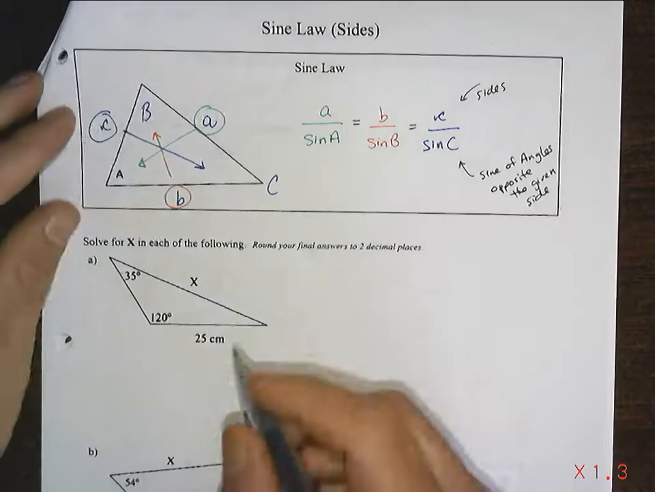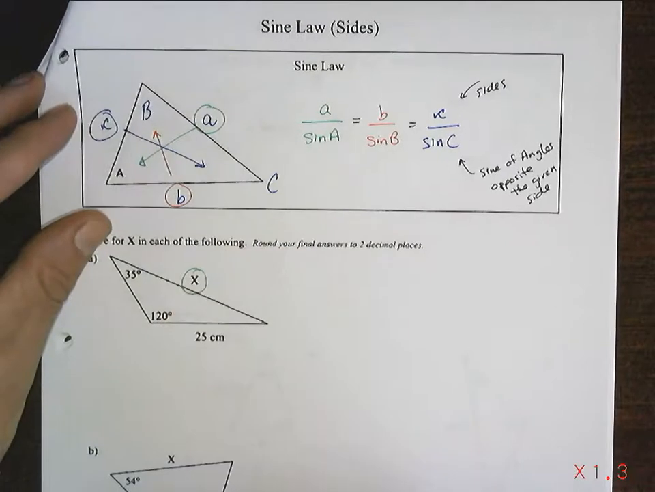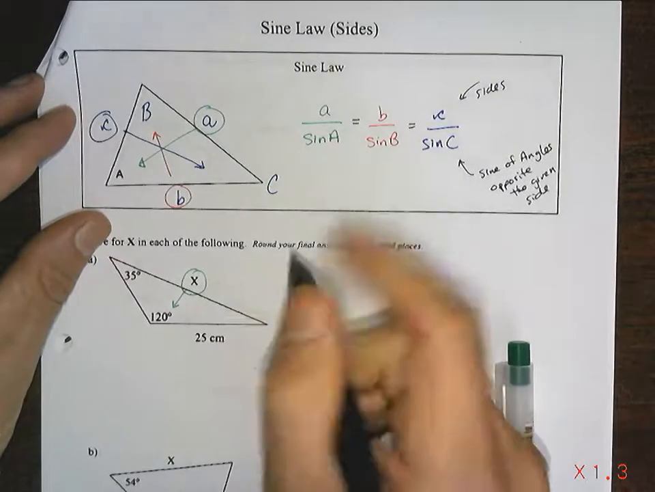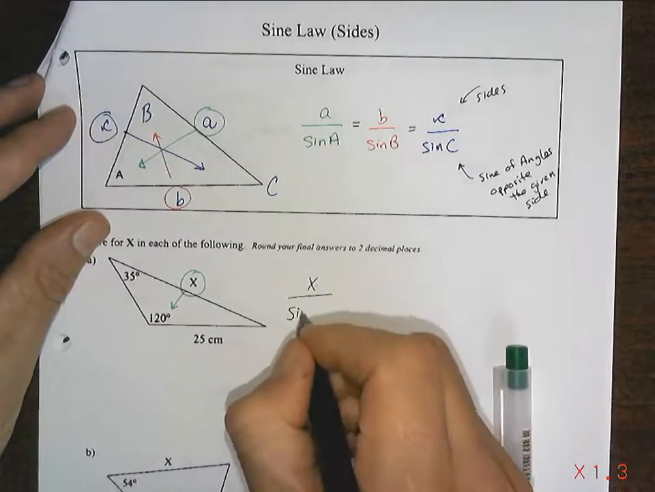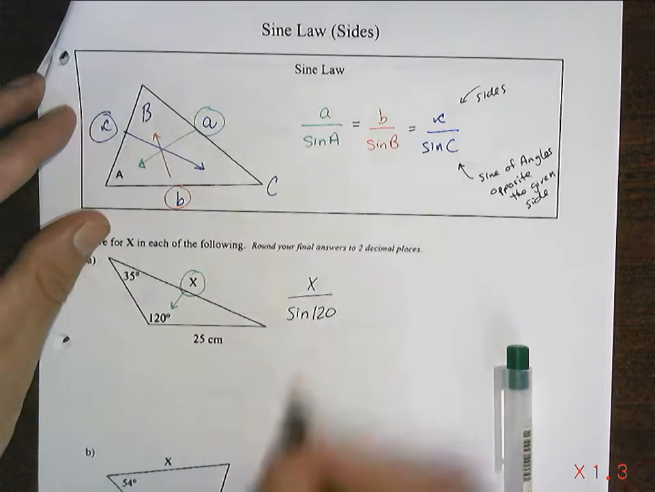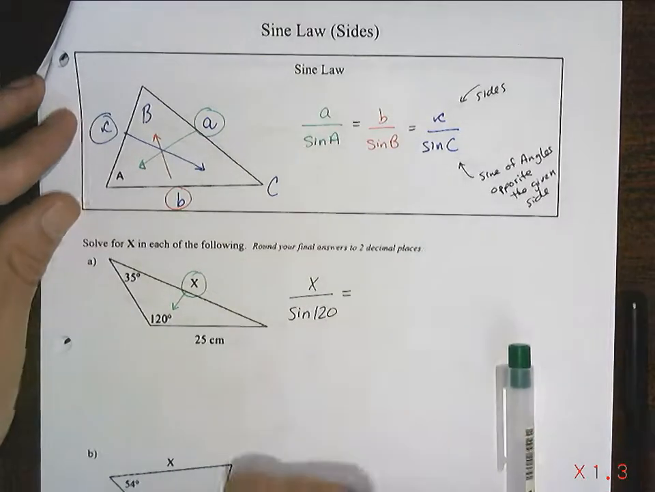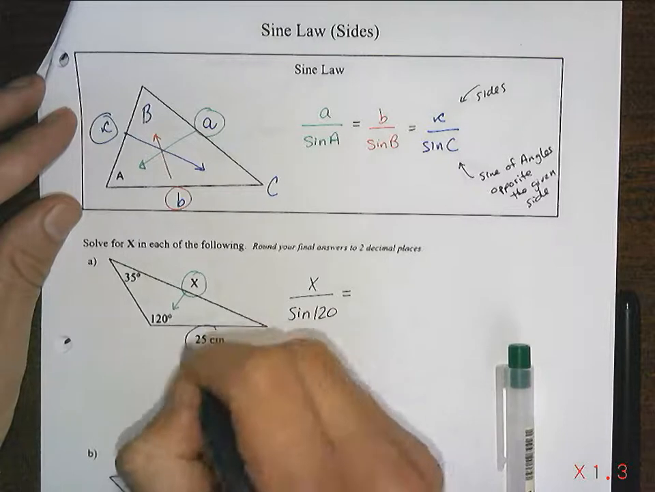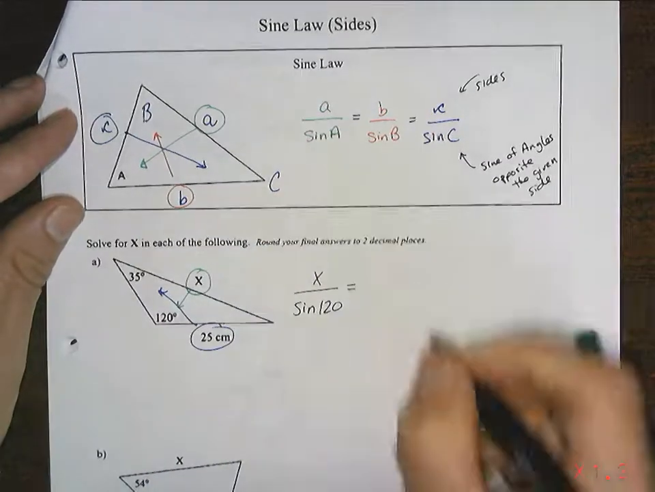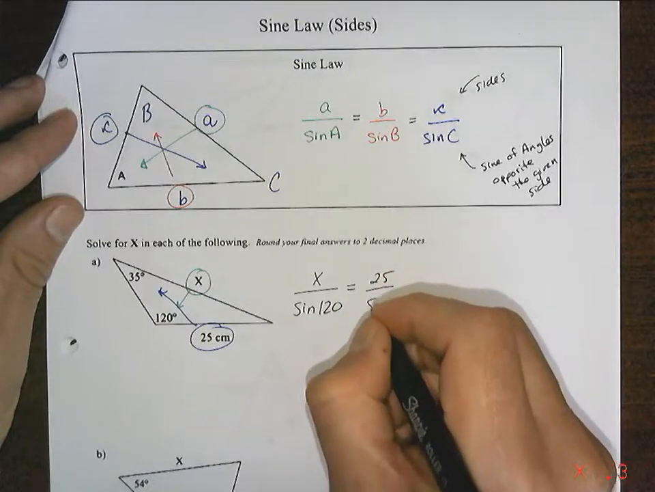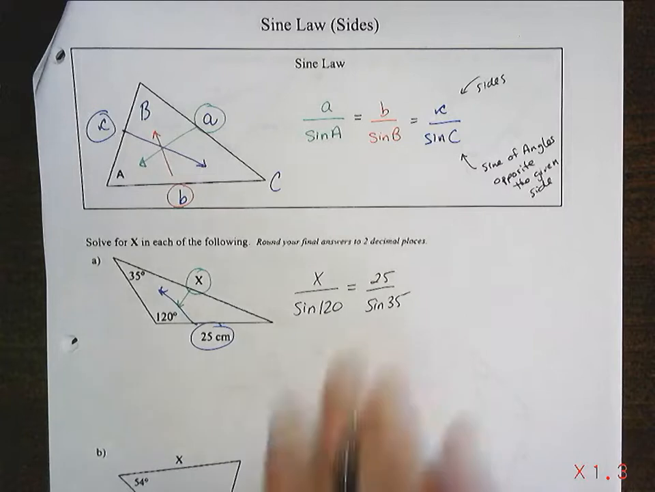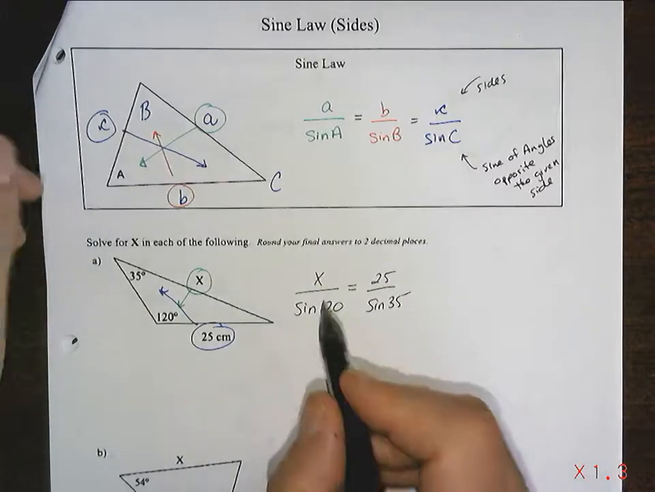So let's see what we have here. Here's your unknown. It's a side length. It's x. Here is the angle opposite it. So that means x divided by sine of 120 is one of the relationships. And that relationship will equal any other side, 25, divided by the sine of the angle opposite it. So it's going to equal 25 over sine of 35. That's it. That's your setup. That's worth a mark. Now the next step is to solve for x.